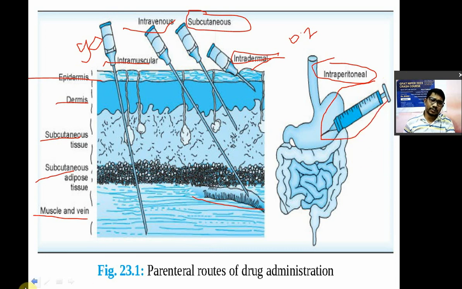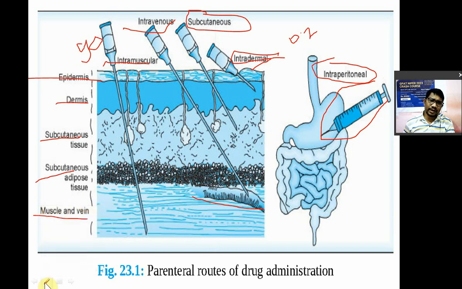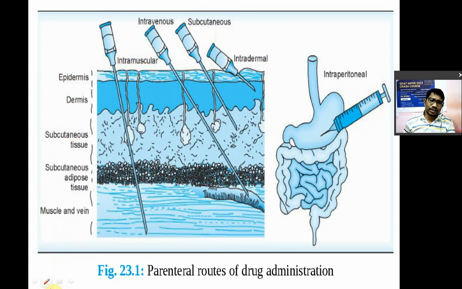These are the different types of injections. And parenteral means what? Those drugs which are given by other than the internal route are known as parenteral. So these are the different types of injection.